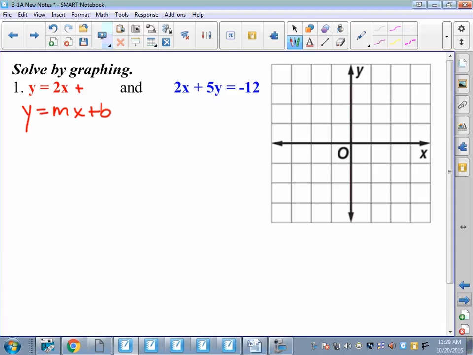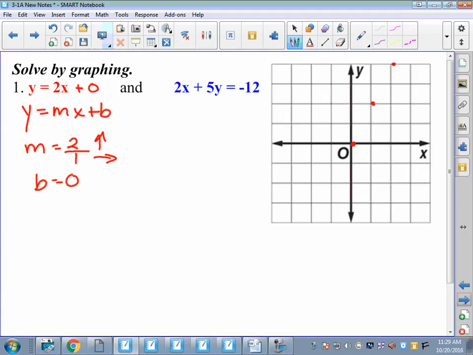If you look, this 2x really has a plus 0 after it. So that's my y-intercept, and my slope is equal to the 2. So a slope of 2 over 1 means I'm going to go up 2 for every one that I go right, and then my little b is where I'm going to start graphing from. So I'm going to start at (0, 0), because my y-intercept is 0, and then I'm going to count up 2 and go over 1 to the right.